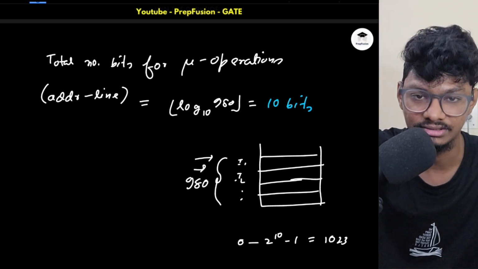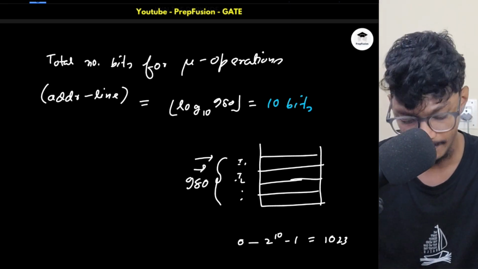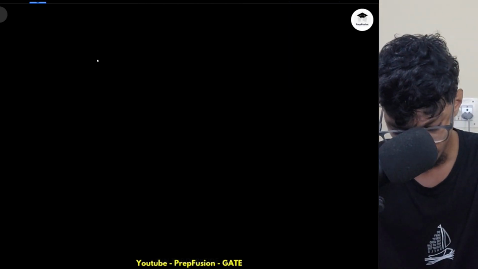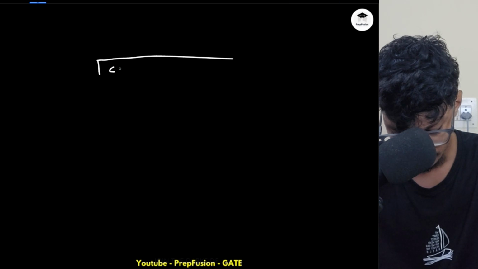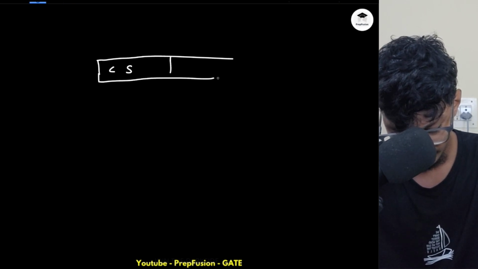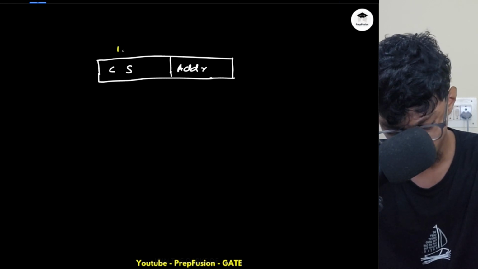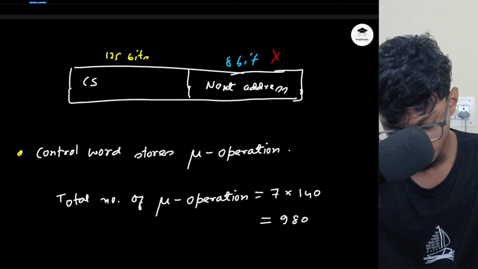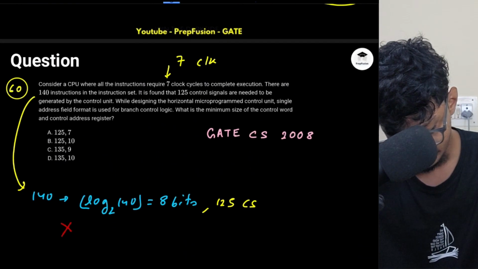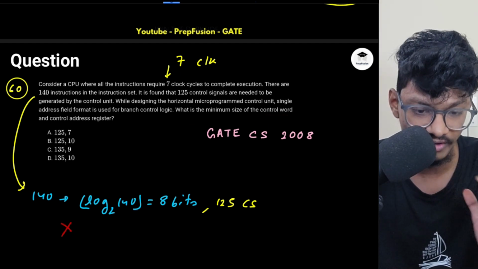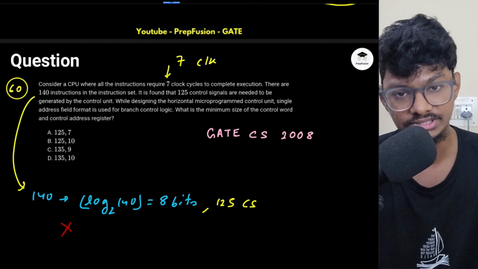Unused are there. I don't care. I will leave it empty. So actually my control word will consist of control signals, which will be 125 bits, and it will consist of the next address instruction. So it will be 125 bits and 10 bits. Okay. So what are they asking? They are asking me the minimum size of the control word. Minimum size of the control word, you have to at least provide 125 bits, 135 bits.